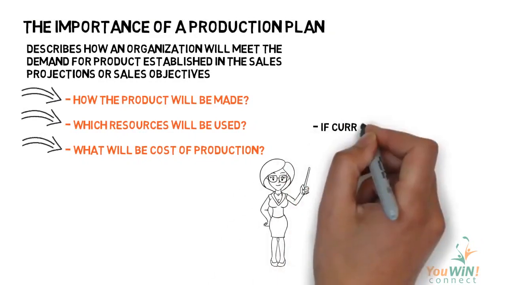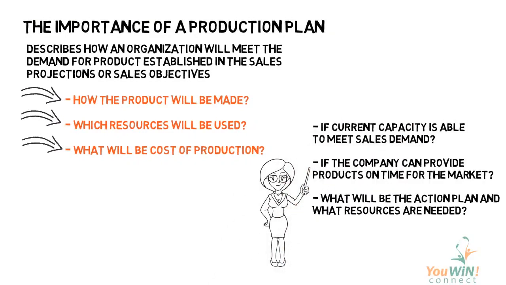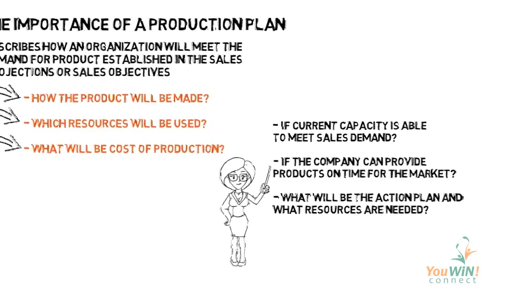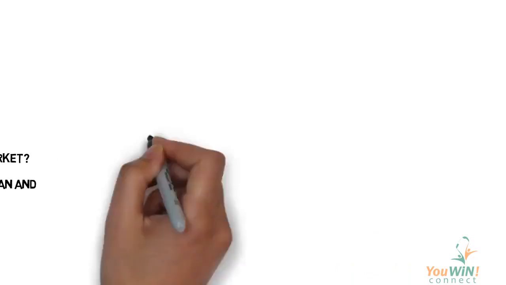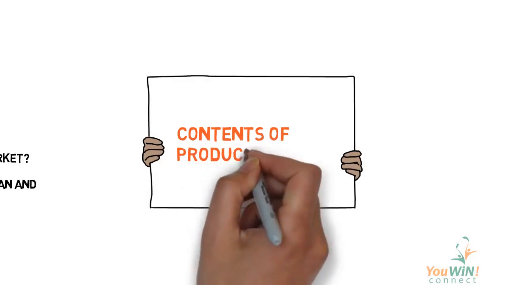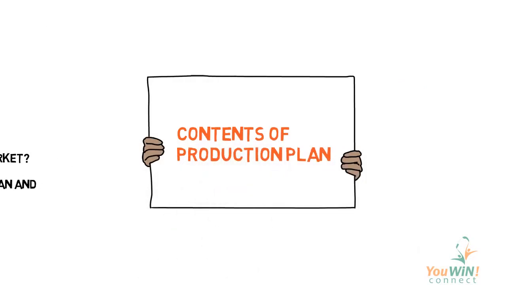The production plan will examine if the current capacity is able to meet sales demand, for example, in an existing organization, and if the company can provide products on time for the market to be able to meet the sales objectives. And of course, what will be the action plan and what will be the resources needed? I think the next natural thing to do is to look at the content of a production plan.